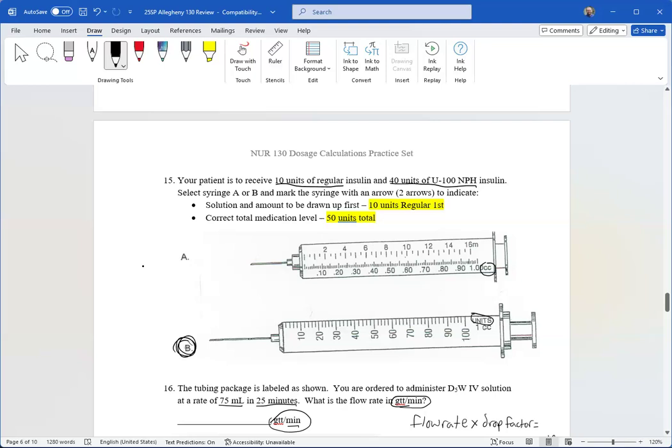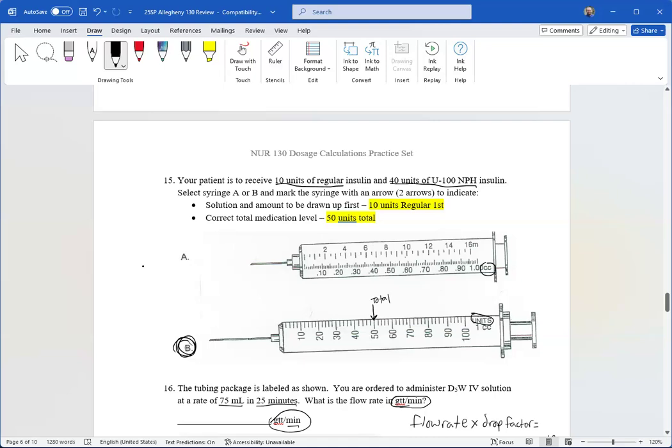So I wrote in, so like what I have highlighted here would not be written on your test. So I wrote it in. What are we drawing up first? 10 units of regular first, and then what's our total? 10 plus 40 is 50. Okay. So I'm going to show you how to mark this because the marking can seem a bit weird. But the first thing is I would just go ahead and mark the total because that one's easy, right? So we know that that's total.